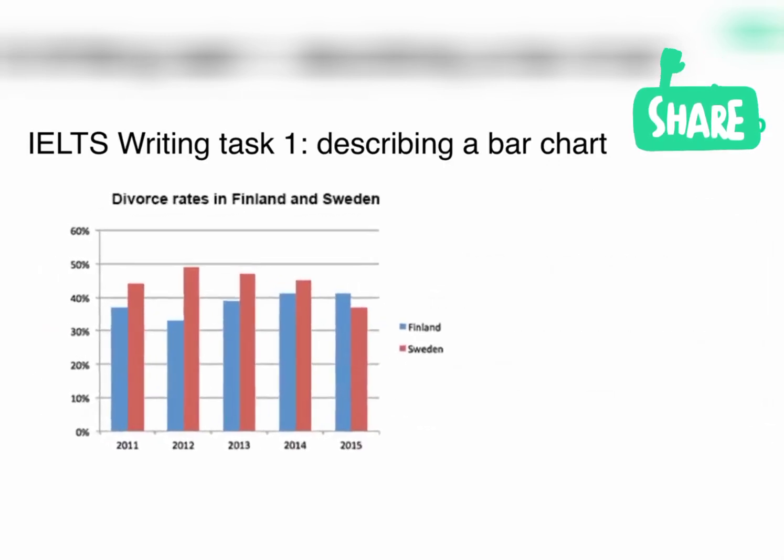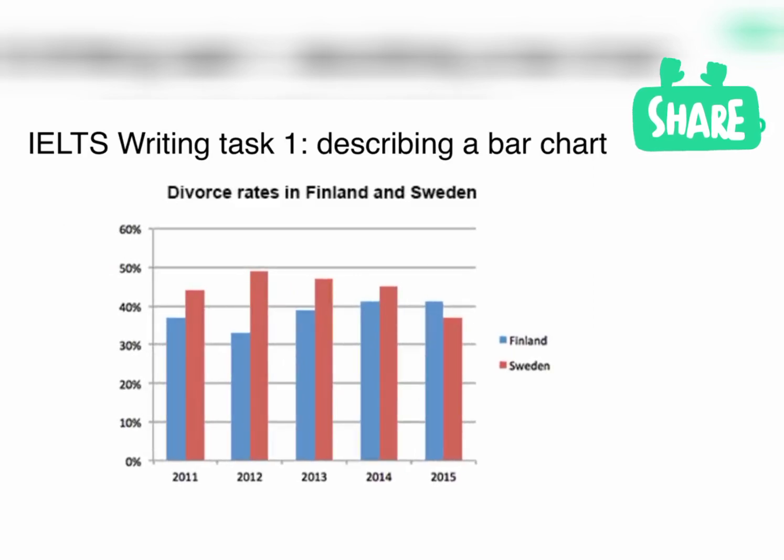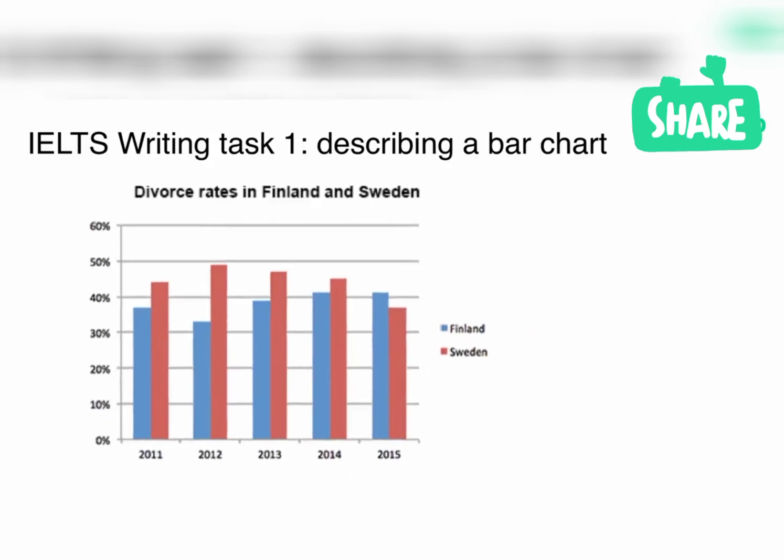Now let's look at the bar chart. What we can see. The name of our chart is divorce rates in Finland and Sweden. Down the vertical axis, we have the percentages, and along the horizontal axis, we have the years. Also, we can see that the information is provided for 2 countries. We've got Finland in blue and Sweden in red. That is our bar chart.